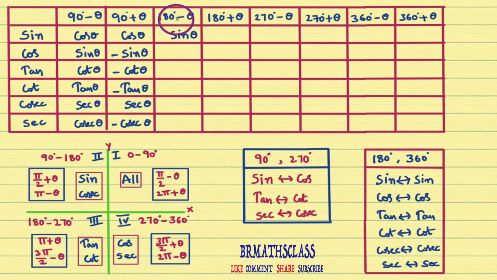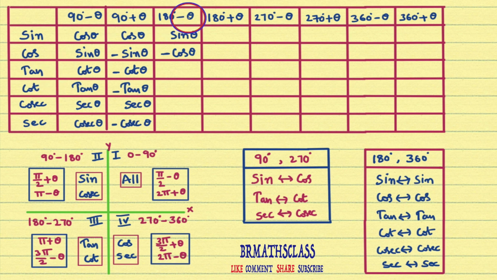Cos(180 degrees - theta). As 180 degrees is there, the function remains the same. So this is cos theta. After writing this, you check here. 180 means pi. Pi minus theta lies in which quadrant? Pi minus theta lies in the second quadrant. In the second quadrant, what is cos? Look here only. In the second quadrant, cos is negative. So cos(pi - theta) is minus cos theta.